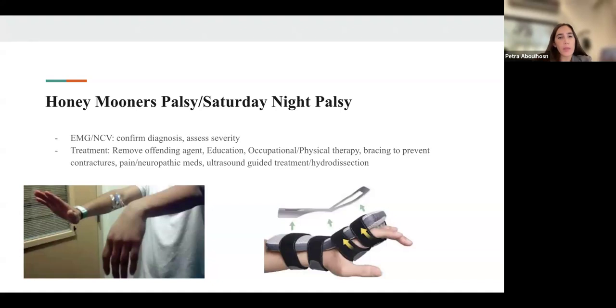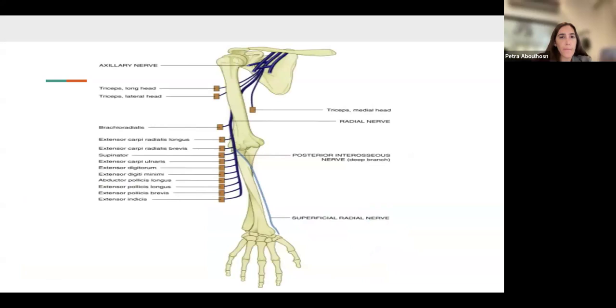Also, pain and neuropathic meds work in this case for the pain, and ultrasound guided treatment and hydrodissection have been shown to help speed up the process and help with the pain as well. Also, PRP in some cases does help. Okay. Moving on.